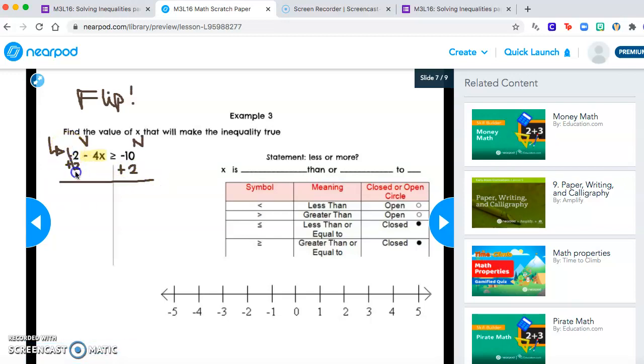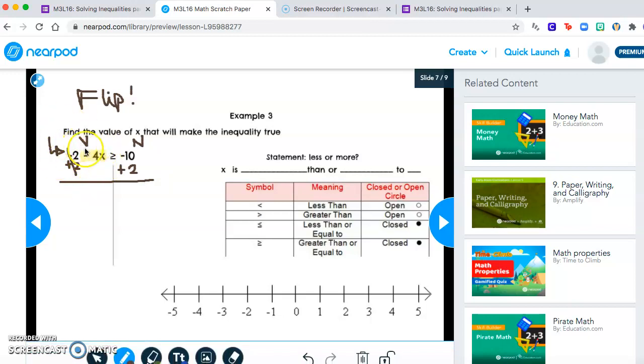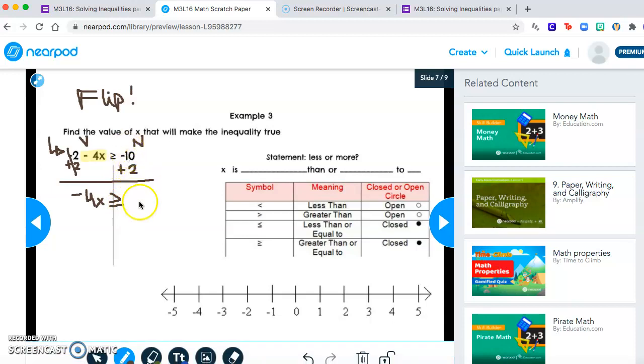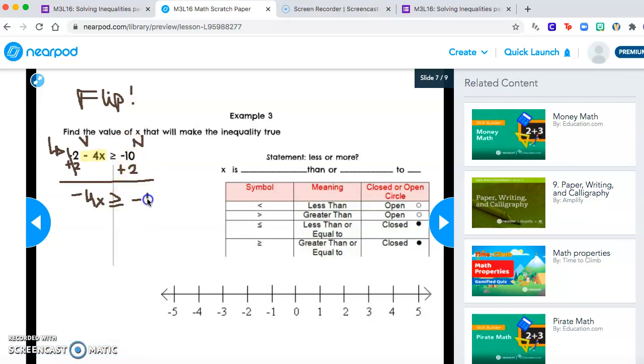Now this becomes 0, go away because you ain't a variable. And here is negative 10 plus 2, so what do we have left? We have the minus 4x is greater than or equal to negative 10 plus 2, which is negative 8.